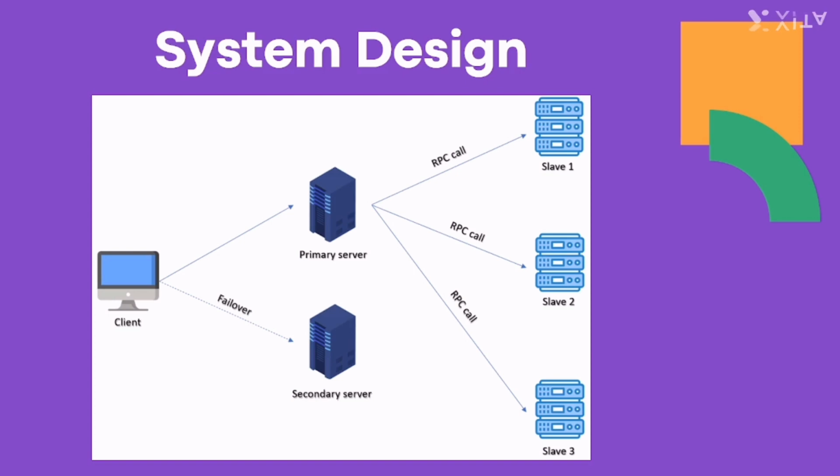And now the primary server will work as a master and it will make an RPC call to the three slaves. The master's work is that it will divide the word count work between the three slaves and then collect it back at the master and send it back to the client system.